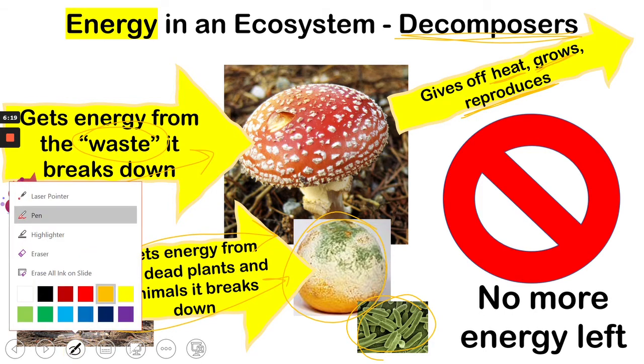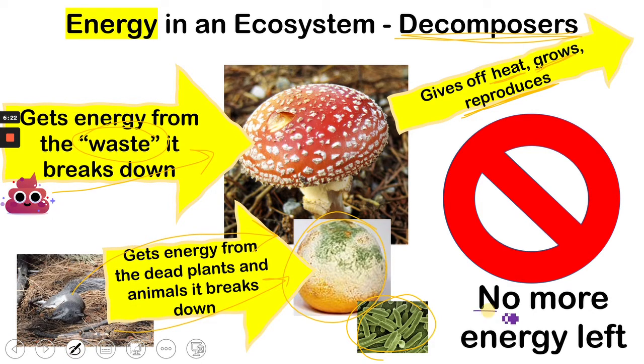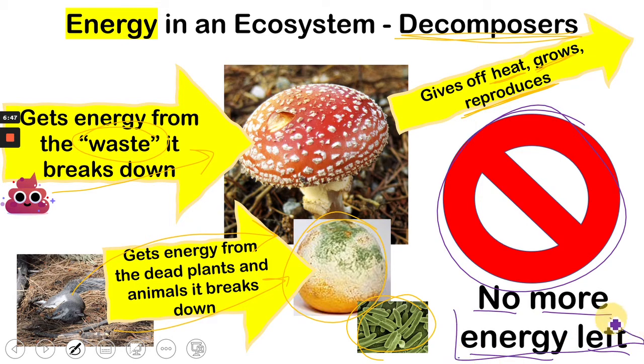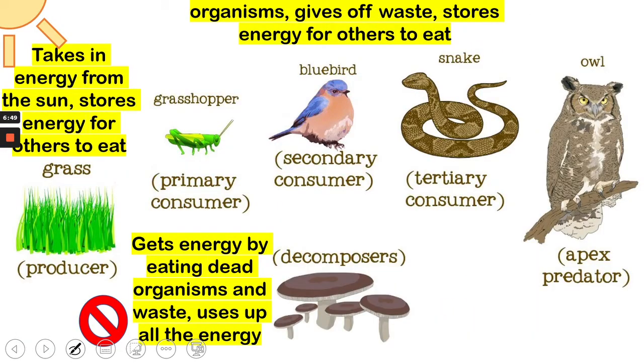Here's the big change though. Look here, no more energy left. Decomposers use and consume and work their way through all that matter, and eventually there's no energy left. Now with our matter, we learned that they leave nutrients behind, they give off carbon dioxide, there's still matter moving around, but when the decomposers are done with it, there is no more energy left. Let's see what that looks like in a great big food web.